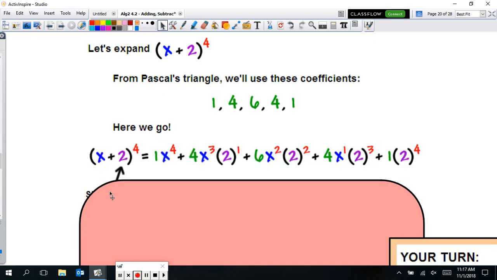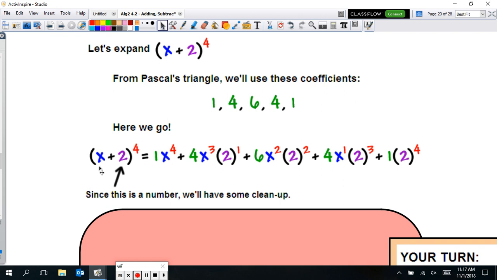And so for each one, we're going to do this. So we have our Pascal number 1. Our x term is going to be x to the 4th, and our b term is 2 to the 0. That's why it's not there at all. And then our Pascal number for the next one will be 4. Then it's going to be x to the 3rd. That's going to drop down 1. And then it's going to be 2 to the 1st. That's going to go up 1.